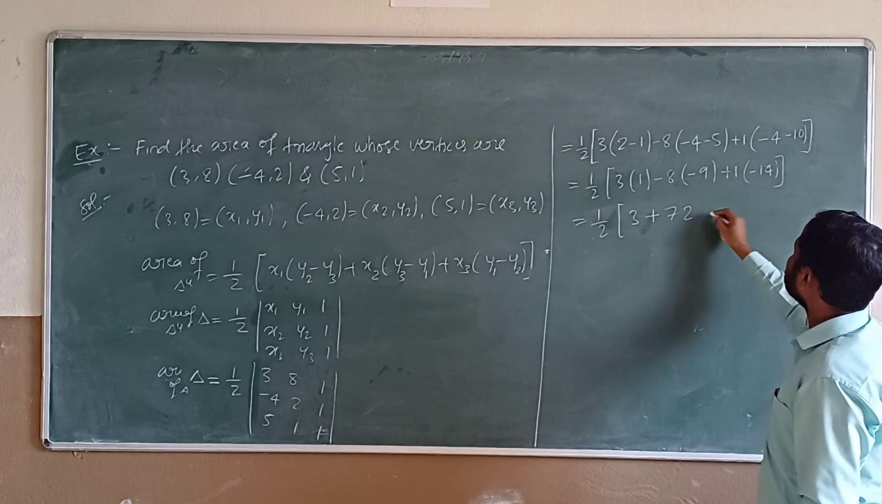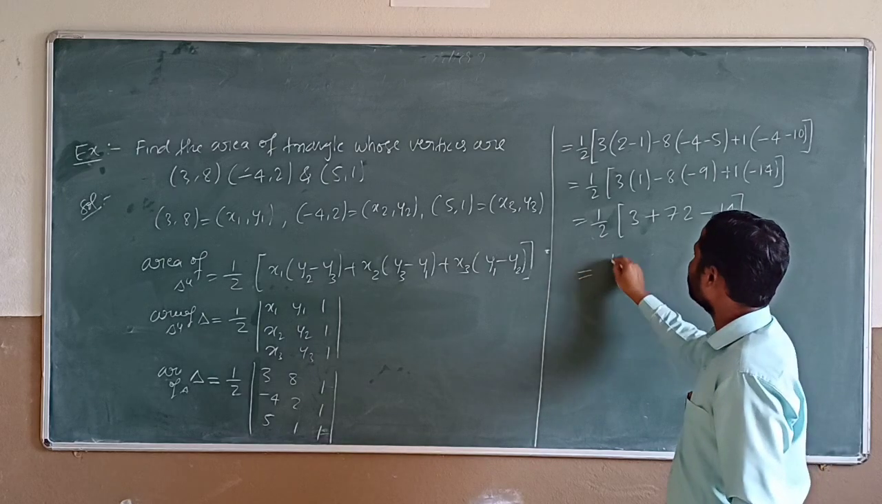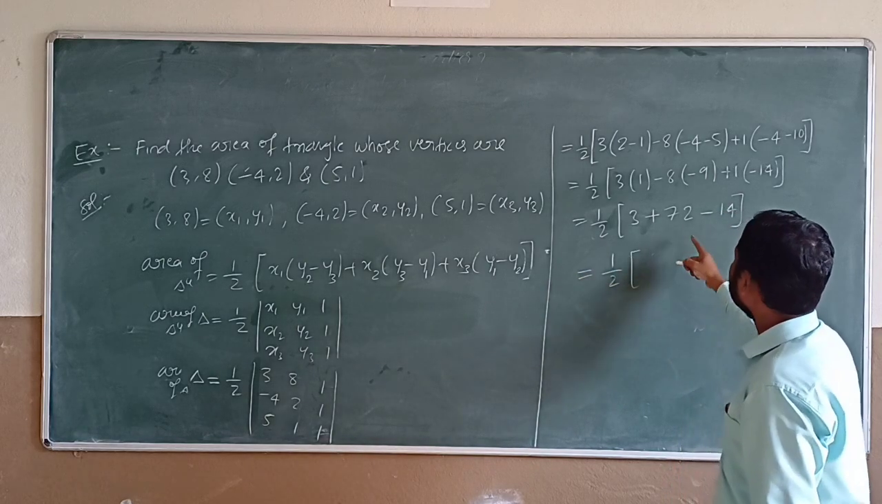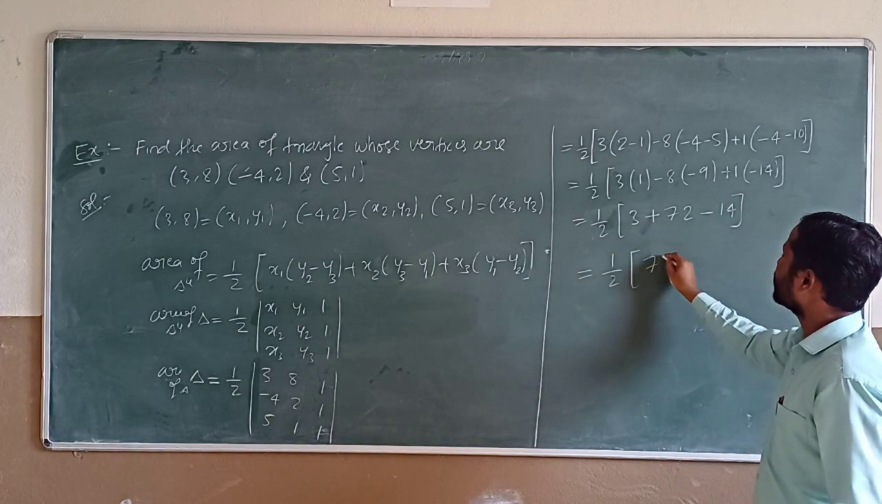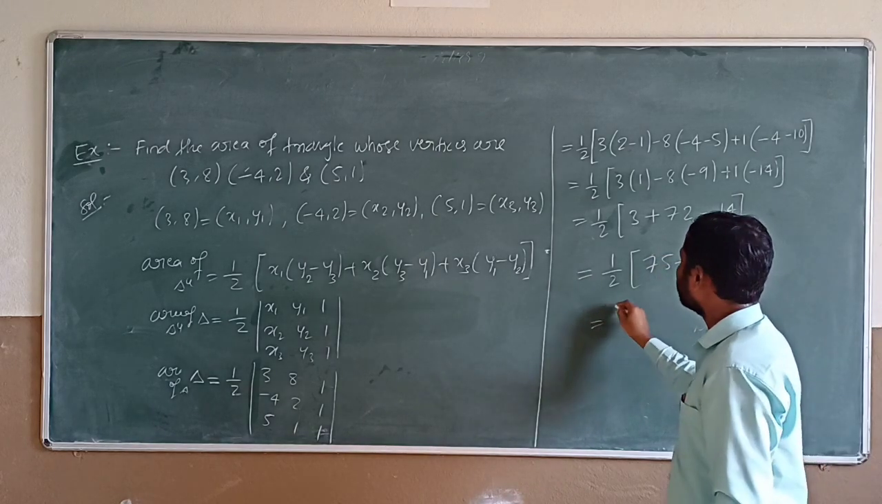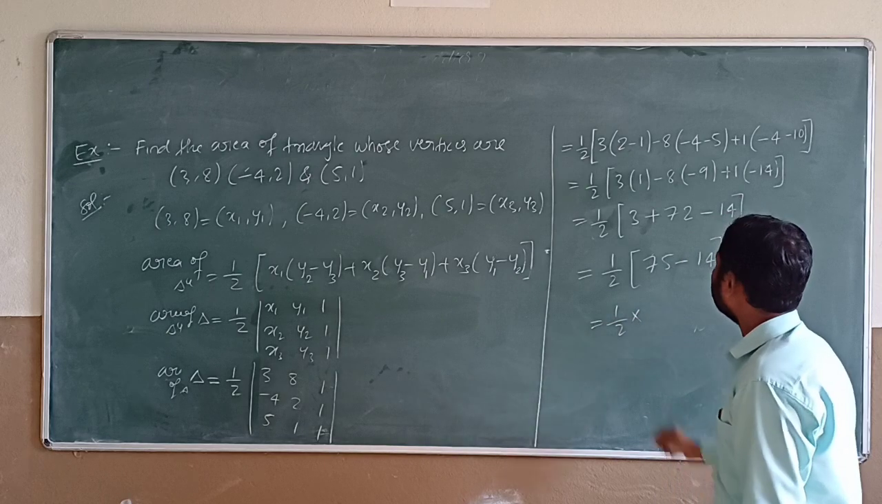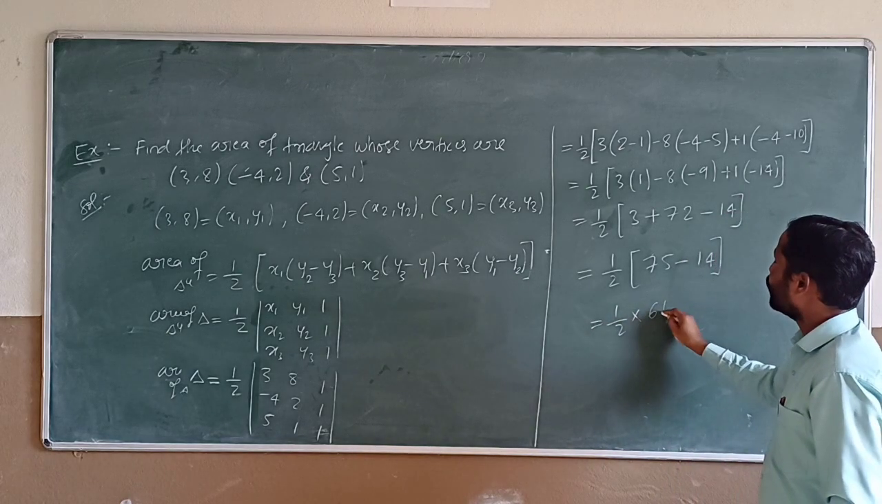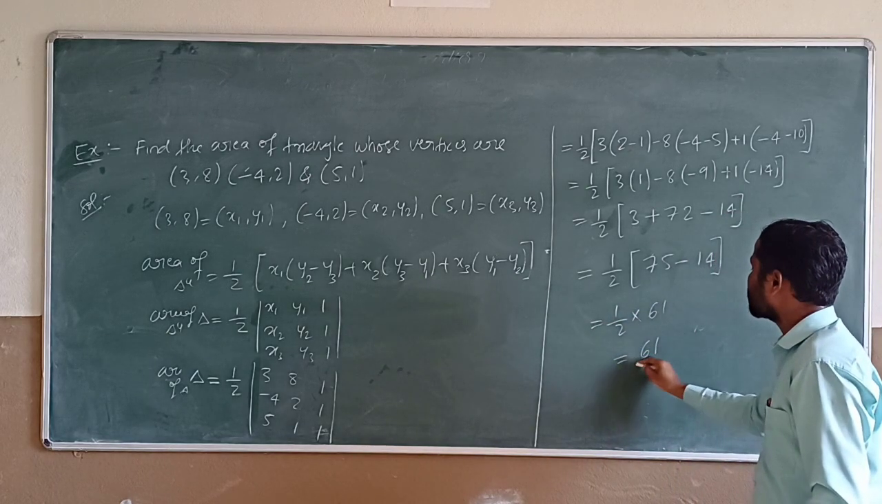Okay, plus into minus, minus 14 ones are, that is the 14 now, right? That is 1 by 2 into 72 plus 3, that is 75, minus next one is what here, 14. That is 1 by 2 into 75 minus 14, 61. Now 1 into 61, that is 61 divided by 2.